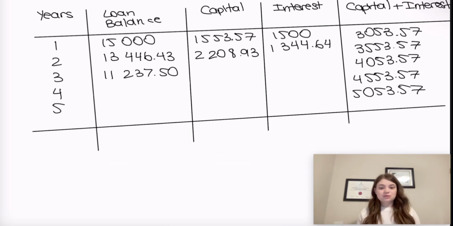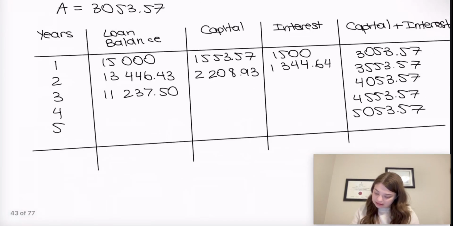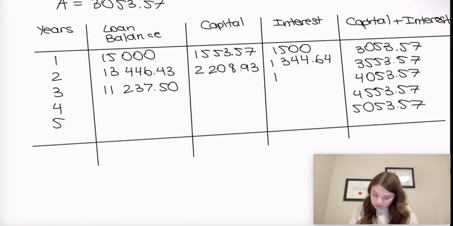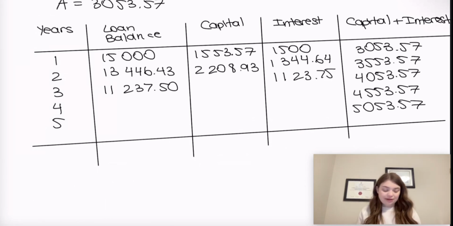Okay, so now how much interest do we owe? Now another year's passed, we owe this much. Well, we owe 10% interest, so times 0.1. That means in interest, oopsie, we owe $1,123.75. Now we're going to subtract that from the payment we made. We made a total payment of $4,053.57. So let's subtract that.